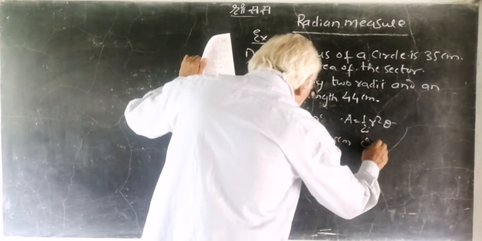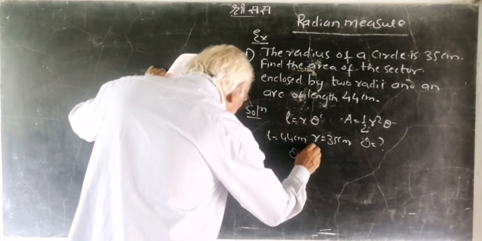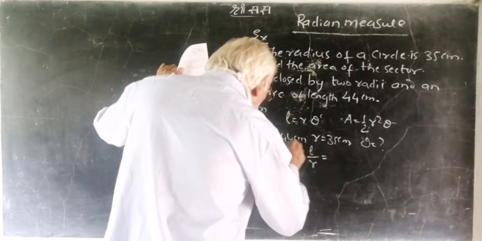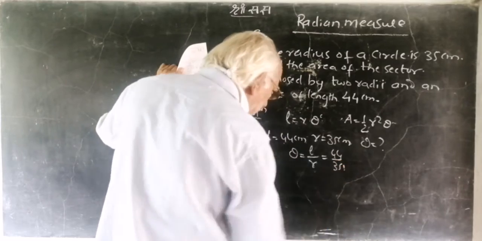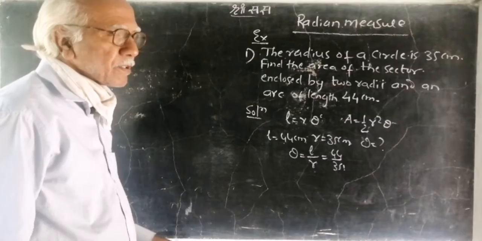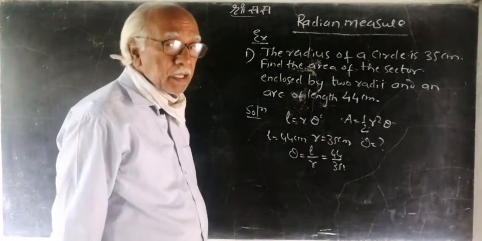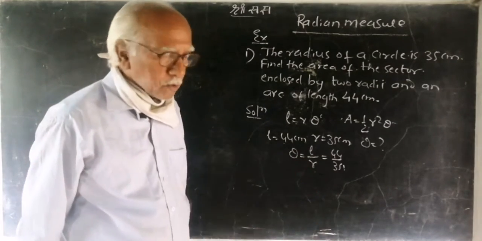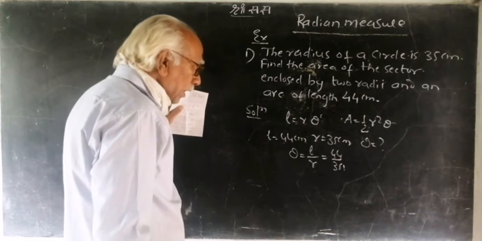So let us find out theta. What is the measure of theta? According to this particular formula, theta is equal to L by r, and that L is 44 centimeters and this is 35 centimeters. So here centimeters get cancelled, so this portion will not have any unit. If it does not have a unit, it implies that it is a constant convention. So now let us go through that particular area.